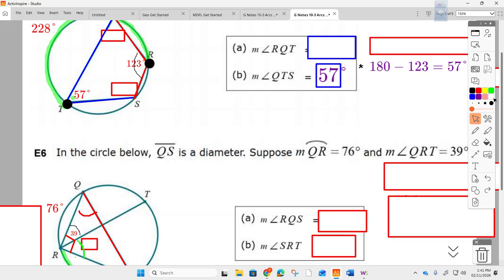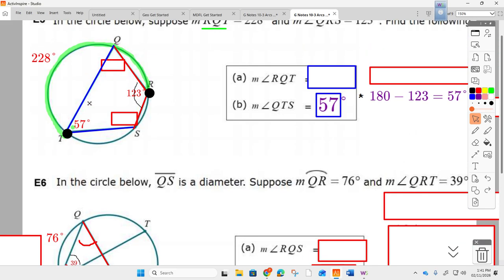Okay. So now the other one we need to find is the measure of angle RQT. So we're looking for this one. Everybody clear? All right. So we can't subtract from 180 because we don't know what this one is, right? We don't really have any other way to find it if we don't know what this one is. Do we have a way to find what the measure of this angle is?